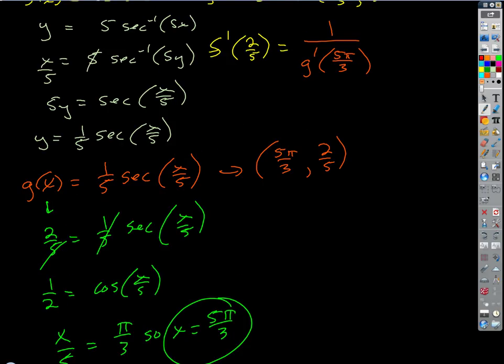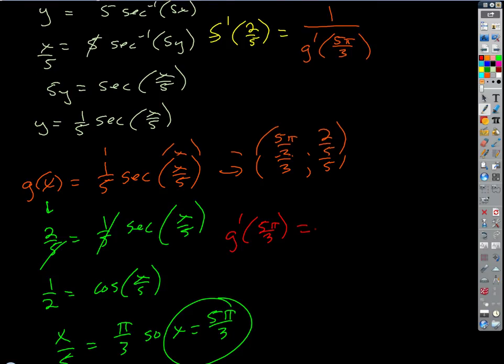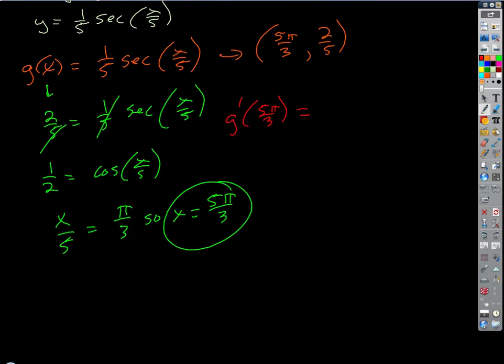So then we'd end up with g prime of 5/3 pi equals, well, we never took a derivative, did we? Let's take a derivative. Right, so if there's g, what's g prime of x?